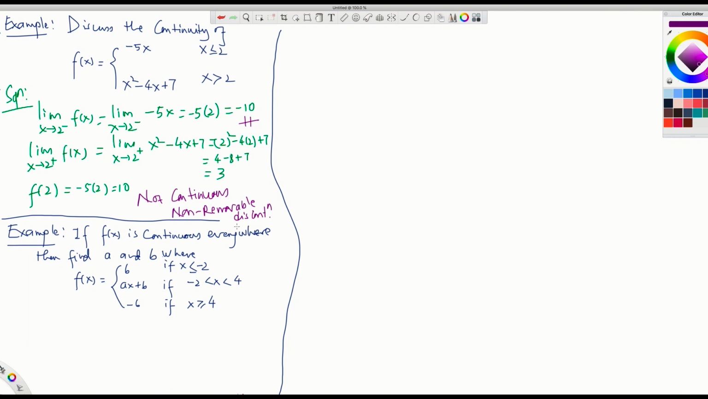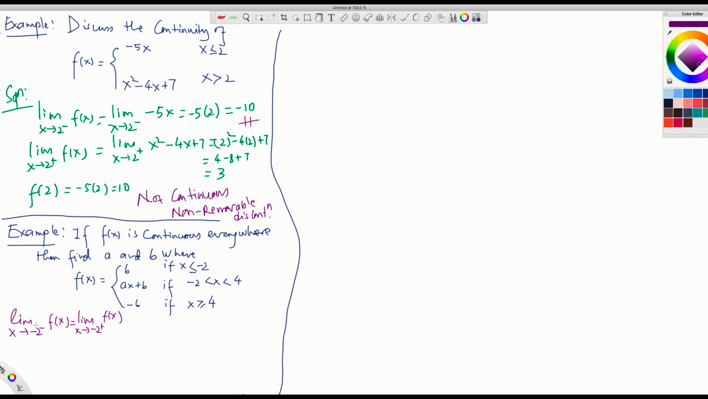If f(x) is continuous everywhere, it says the function is continuous everywhere, then find a and b. So if the function is continuous everywhere, it must be continuous on those boundaries too. So what we do is there are a and b. Let's check the left limit at -2. Since it is continuous, the limit as x tends to -2 from the left of f(x) is equal to the limit as x tends to -2 from the right of f(x). You see that? Because they are continuous, the limit must exist.